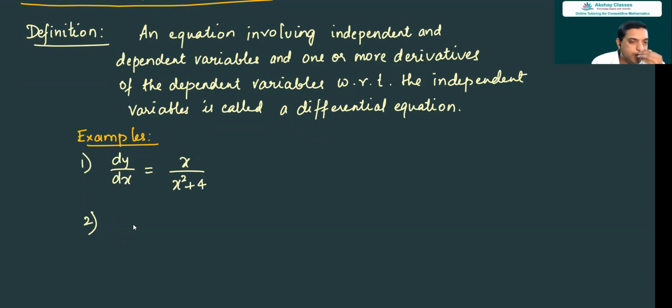Now there can be more, like we can have x square plus 1 dy by dx is equal to y square plus 1. So here we have dependent variable y, independent variable x. So we have terms containing the independent variable, the dependent variable and the derivative.